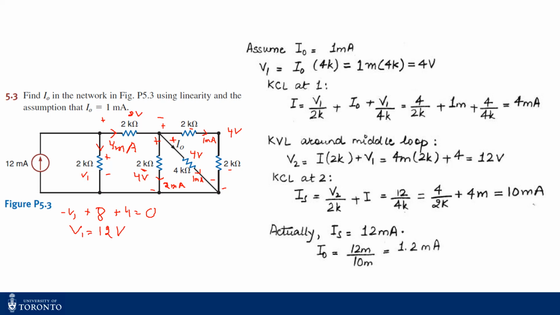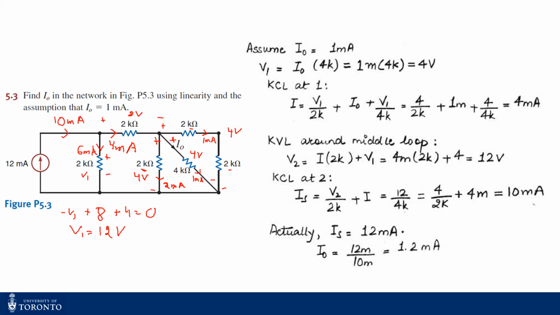Now if V1 is 12 volts, what should be the current going through these 2 kilo ohms? It should be 6 milliampere, right? So the current going through this 2 kilo ohm is 6 milliampere. Now we have 4 milliampere current going on the right, 6 milliampere coming down. So I should have 10 milliampere coming from this source, right? So I should have 10 milliampere coming from the source if I assume I naught to be 1 milliampere.